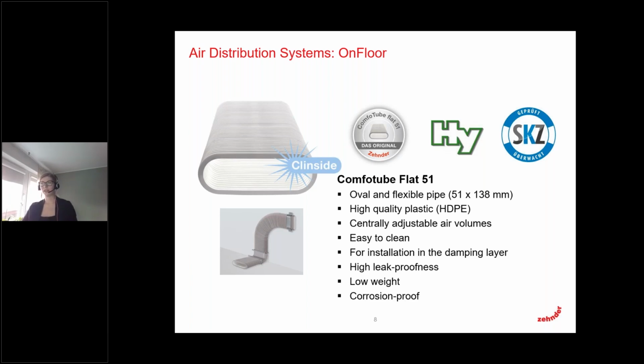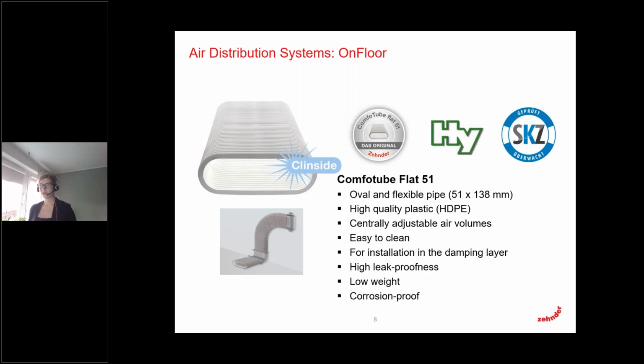But then to quickly talk about the ComfoTube Flat 51, the tube itself as well. The name comes from the shape of the tube, as the height of the tube is 51 millimeters and the width is 138 millimeters. Therefore, it's quite nice to install it inside of the construction layers or inside of the walls or behind the ceilings, making it a good value proposition for the interior design. Nowadays no one wants to see the technical solutions visible, and therefore we can hide the tubes.